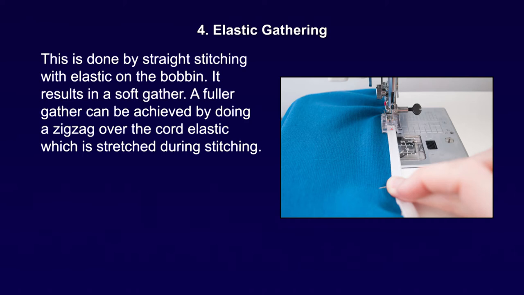Elastic gathering. This is done by straight stitching with elastic on the bobbin. It results in a soft gather. A fuller gather can be achieved by doing a zigzag over the cord elastic, which is stretched during stitching. Using elastic in the bobbin is a common practice used to make shirring effects.